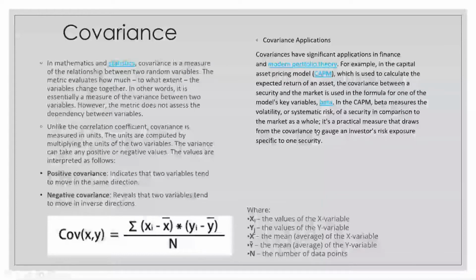Here I've mentioned a few covariance applications. Covariance has significant applications in finance. I'll read it to you. In the capital asset pricing model, which is used to calculate the expected return of an asset, the covariance between a security and the market is used in the formula for one of the model's key variables. So here the two variables are security and market, which helps us understand what the expected returns will be. And we find the relationship between the security and the market here. So that pretty much sums up what covariance is.